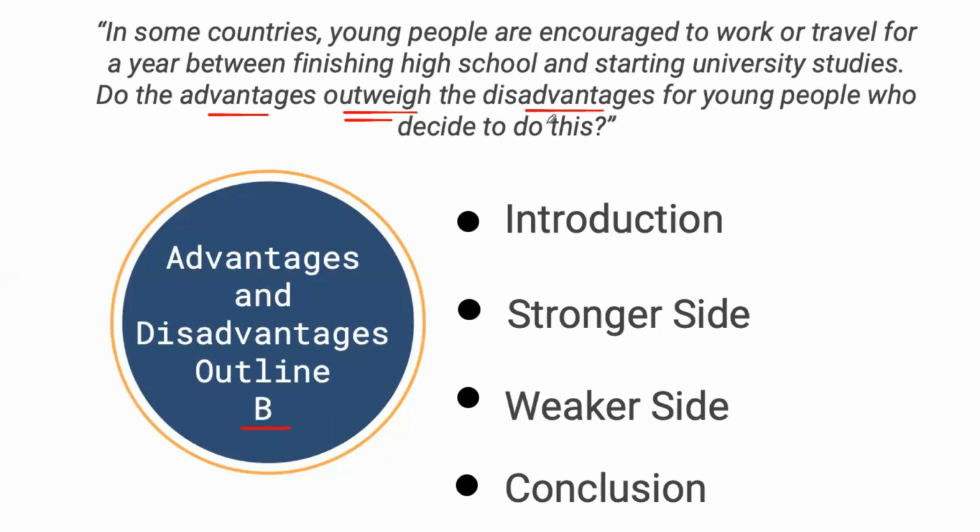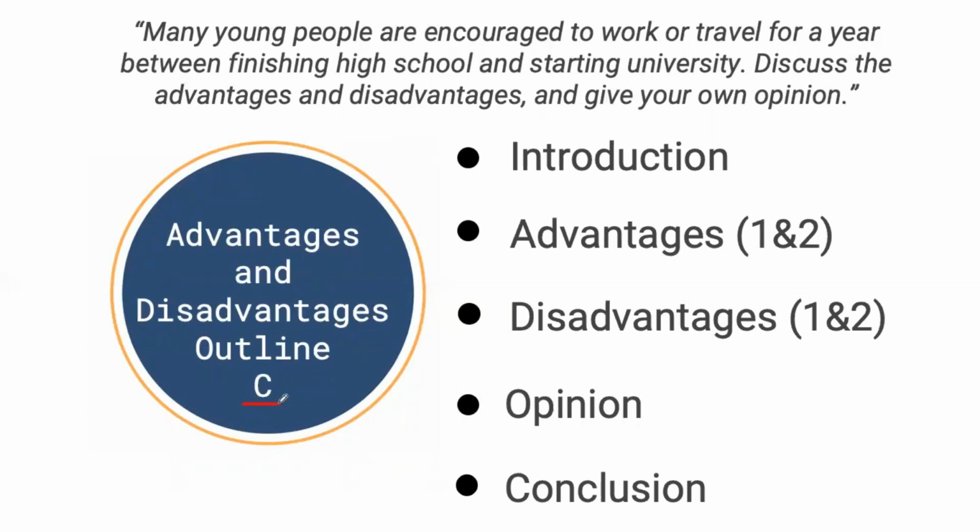So your opinions are included here, but outline C is really the opinion type of essay because you have a space in a paragraph that is designated for your opinion. Let's go ahead and read the prompt. Many young people are encouraged to work or travel for a year between finishing high school and starting university. Discuss the advantages and disadvantages and give your own opinion. So it's very clear. It will tell you to give your opinion and you'll know to designate an area for that. This outline will look like this.